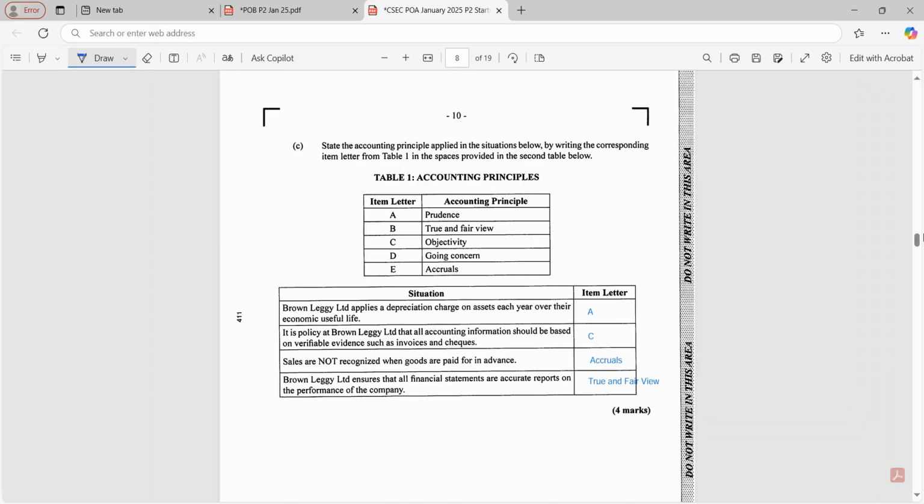All right. It is policy at Brown Leggy Limited that all accounting information should be based on verifiable evidence such as invoices and checks. That is objectivity. Must be able to be proven. Sales are not recognized when goods are paid for in advance. That is accruals concept. And then you have Brown Leggy Limited ensures that all financial statements are accurate reports on the performance of the company. That is a true and fair view.